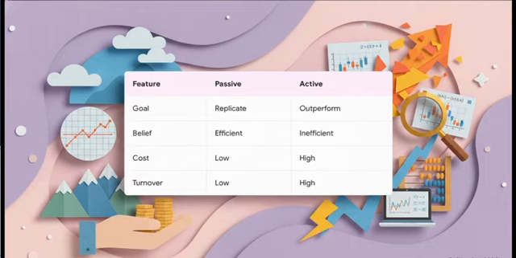But then, look at active strategies. This is where the hustle is. The goal is to actually outperform the market and generate that elusive alpha. Active managers firmly believe in market inefficiencies. They use deep fundamental analysis, technical charts, or quant models to exploit them. It's totally hands-on, heavily researched, and incredibly dynamic.